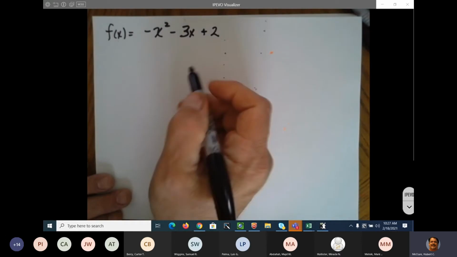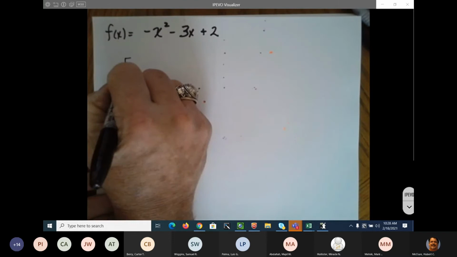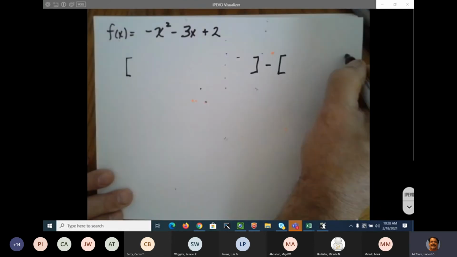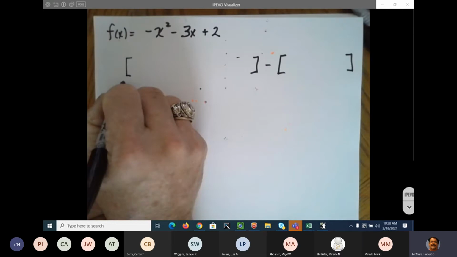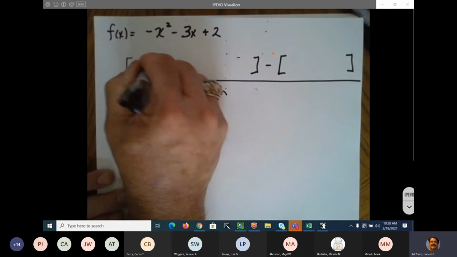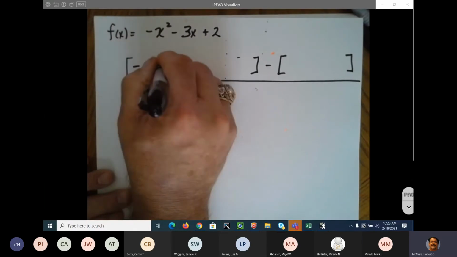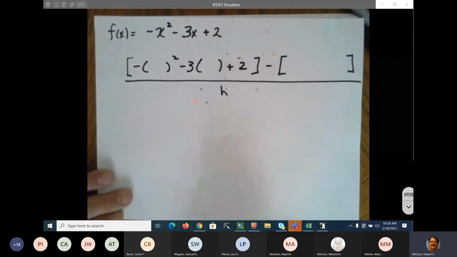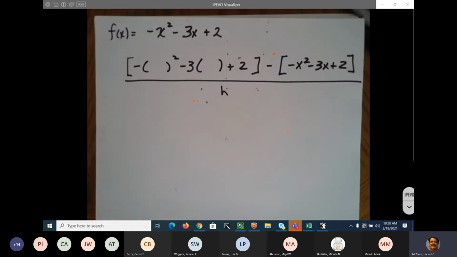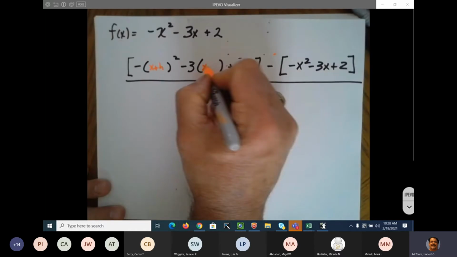All right, so here we go. I'm going to put brackets here, and I'm going to put brackets here. And I'm going to put h right here. And I'm going to rewrite negative parentheses squared minus 3 times parentheses plus 2, and then rewrite negative x squared minus 3x plus 2. And then I'm going to plug in x plus h and x plus h.